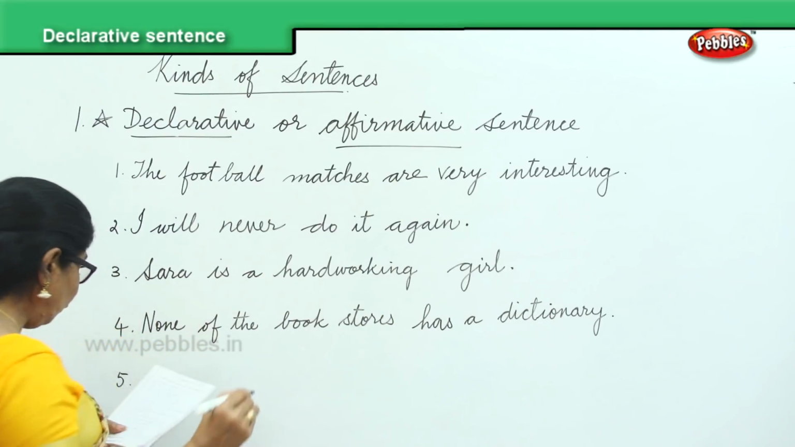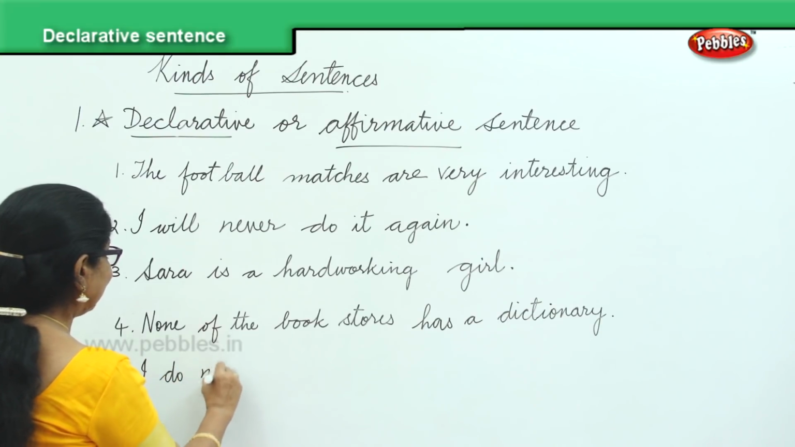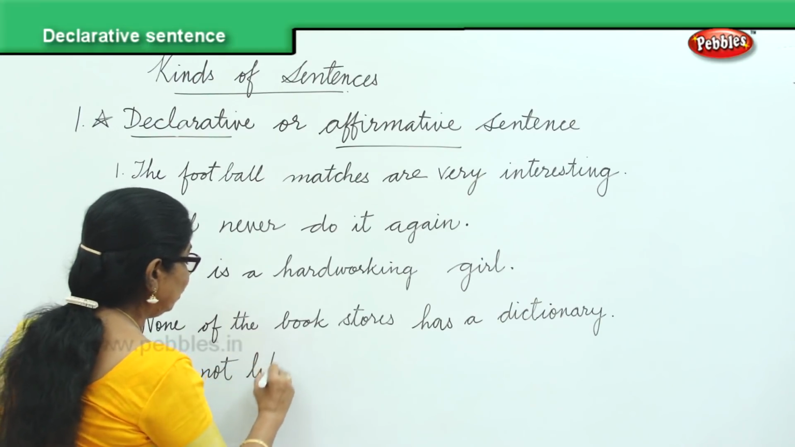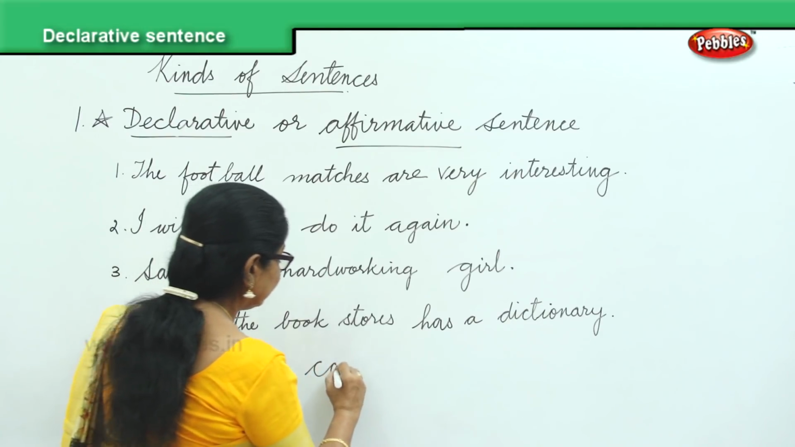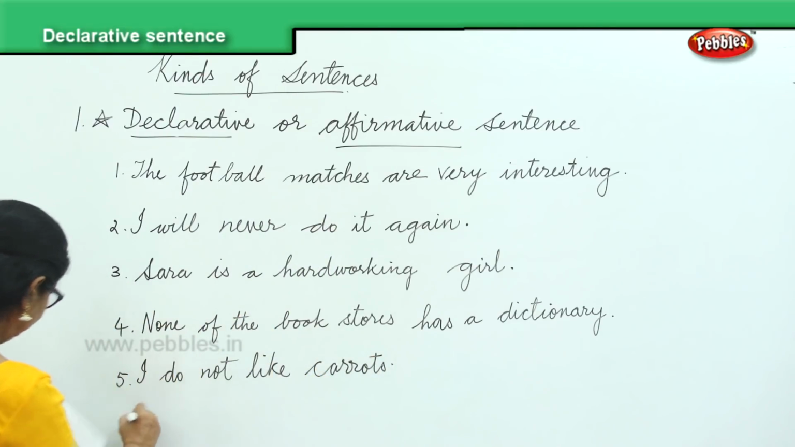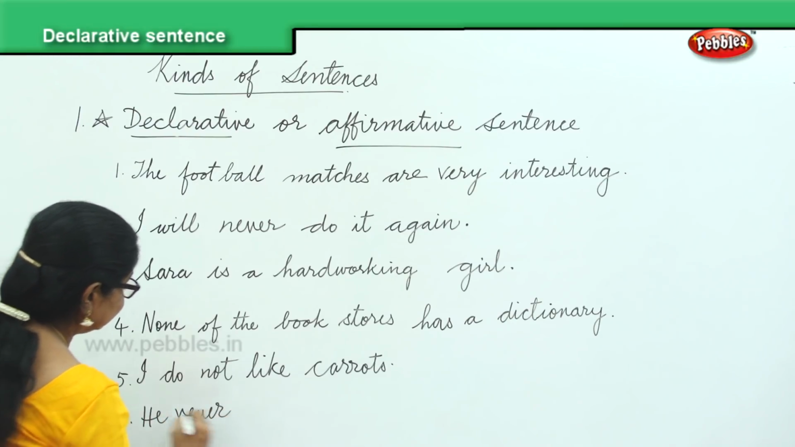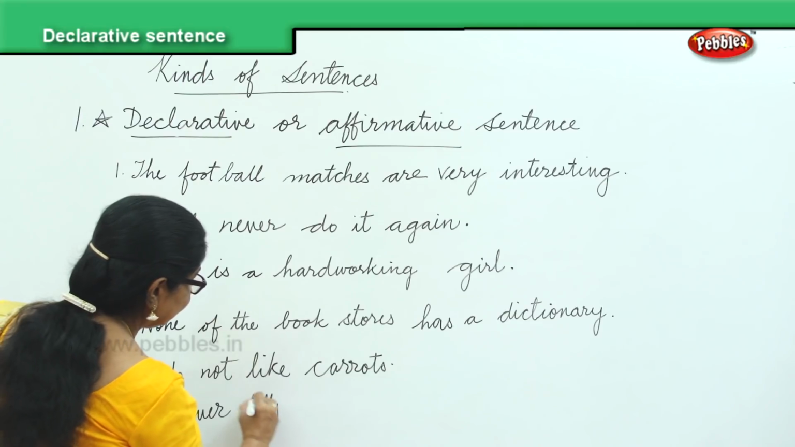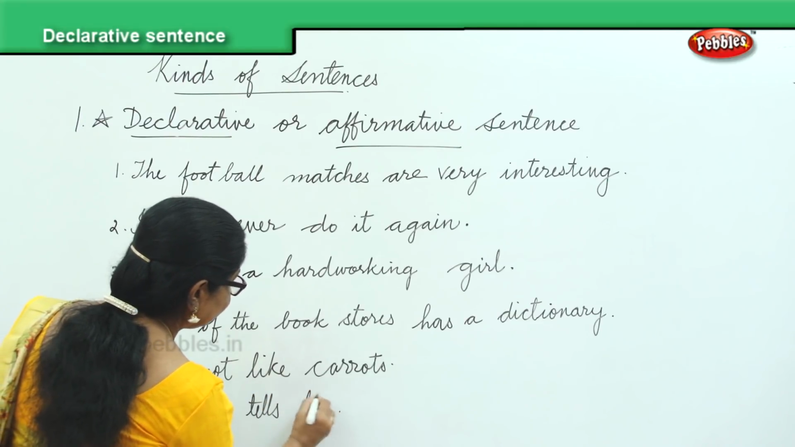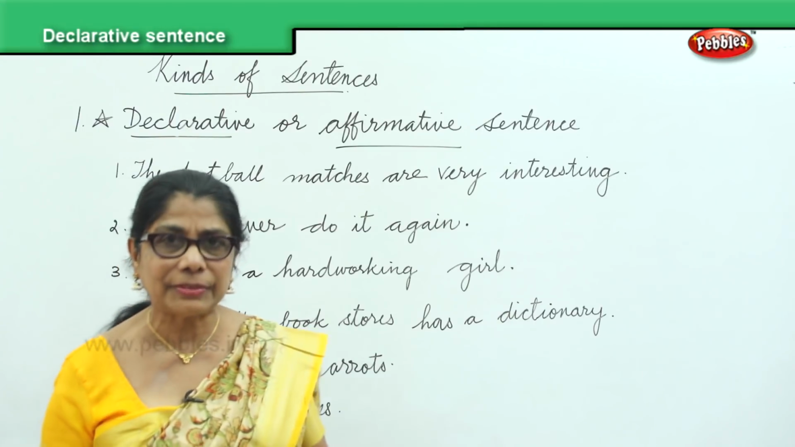Read these sentences aloud for yourself. I do not like carrots. And then you have here, he never tells lies. Now, I've got 6 sentences here. They are all declarative and affirmative sentences.